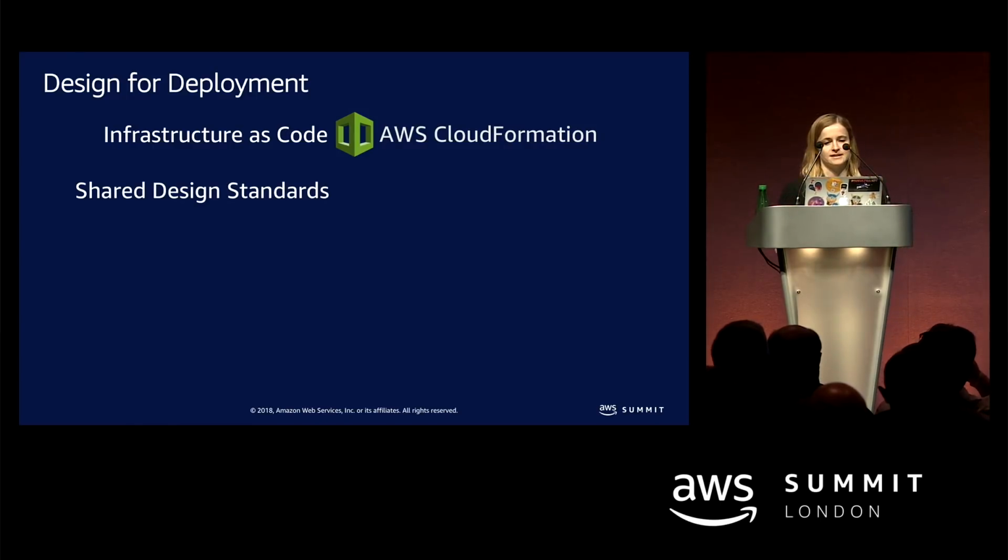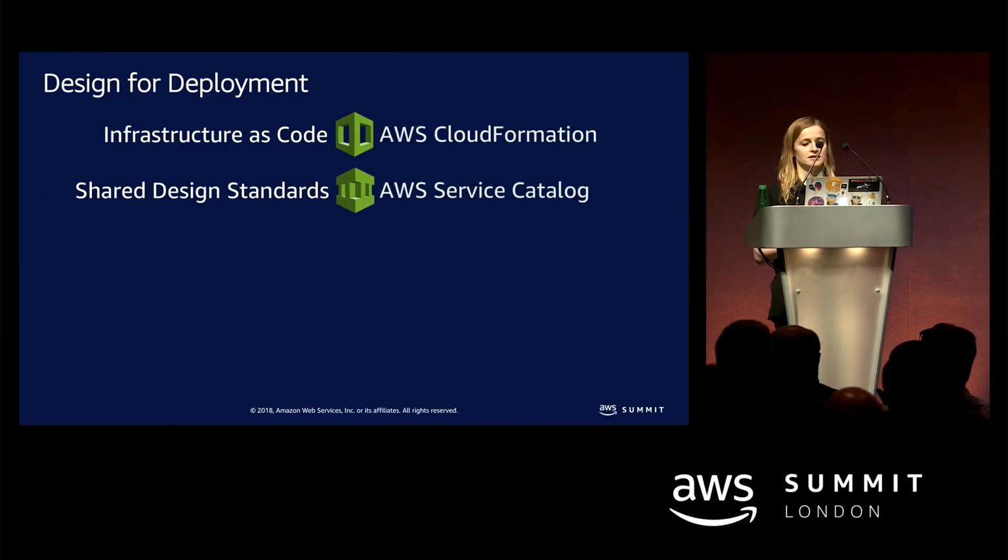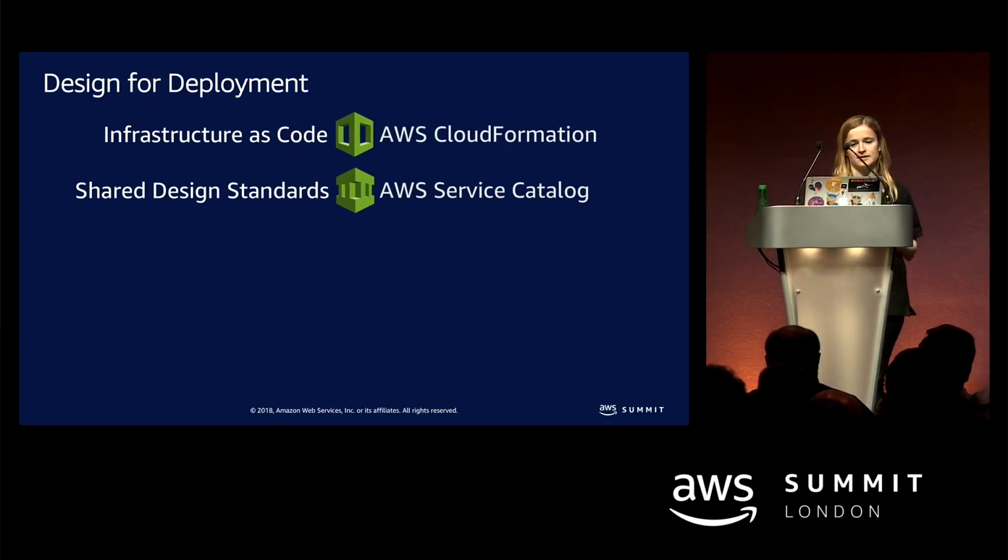Use shared design standards. Approved and hardened applications throughout different environments. AWS Service Catalog allows you to centrally manage commonly used IT services and enables users to find and deploy only the approved IT services they require.